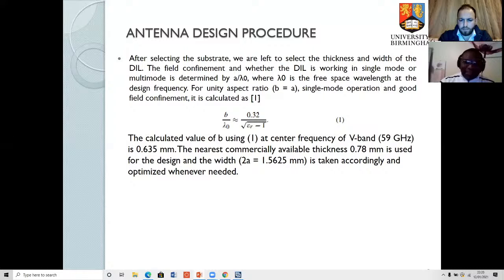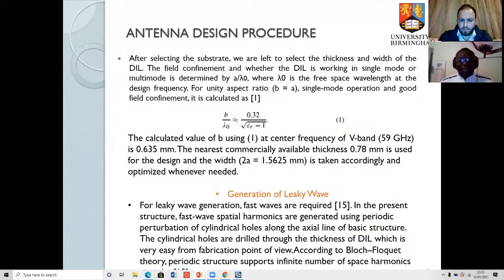Next, we'll look at the generation of the leaky-wave antenna. And this particular generation of the leaky-wave antenna is taken from a reference book, which I have referenced at the bottom. I've made use of this particular line in a different way, but the concept is different in our design.